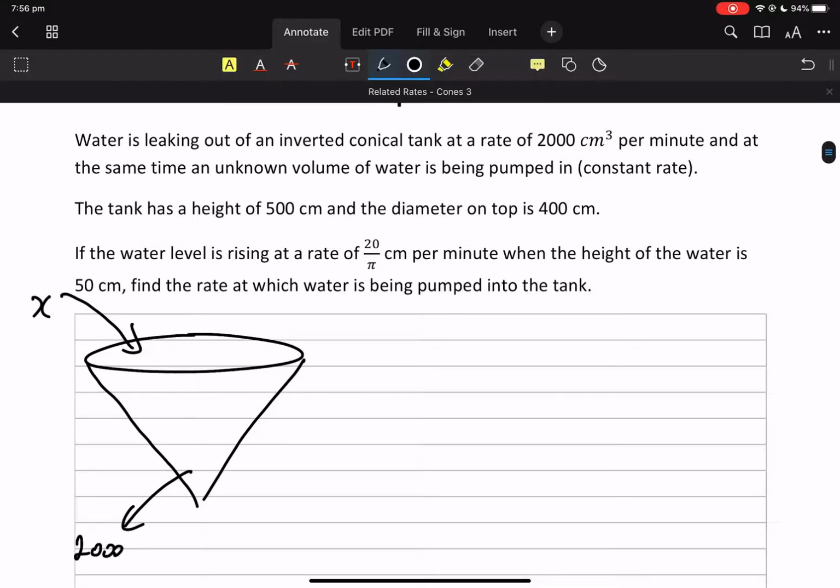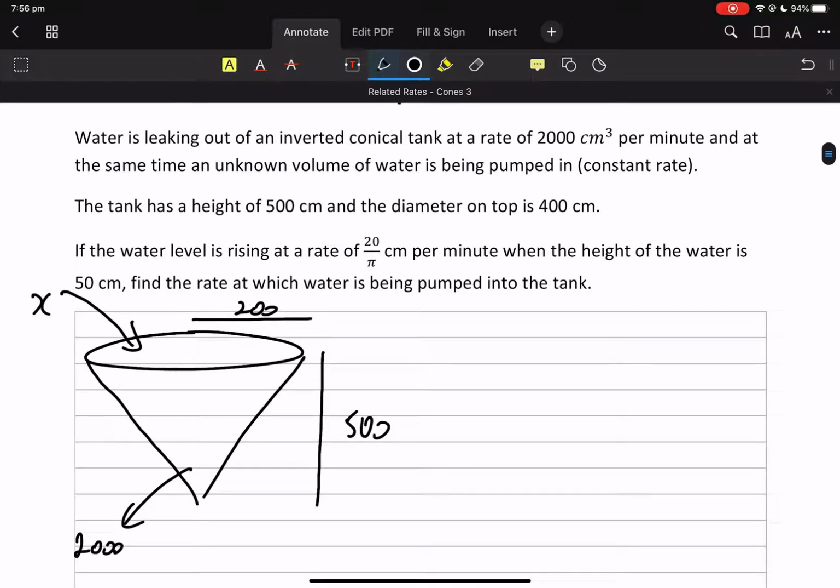The tank height is 500, and the diameter is 400. Let's face it, we never care about the diameter, so there's my radius. The water level, there's my water level. So I've got a radius and a height with my water.